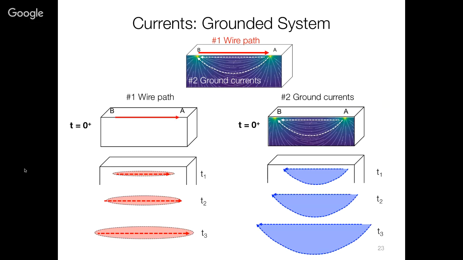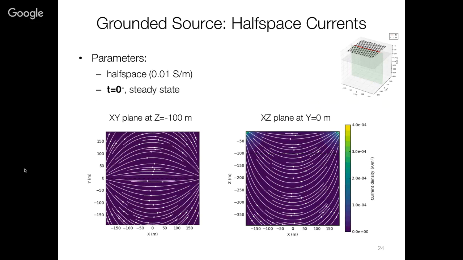So our end solution needs to consider both of those. Let's look at some numerical examples that'll help things. So we're going to do a grounded source in a half space. We've got an A current here, so it goes back there. So those are our initial currents. This is on the horizontal plane, but this is the vertical plane.